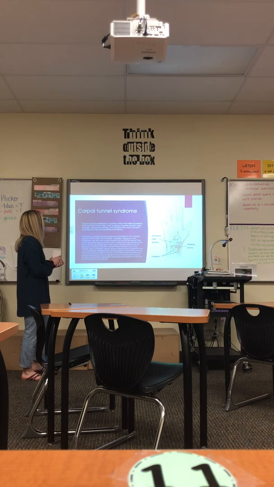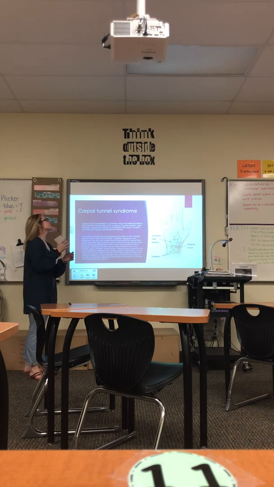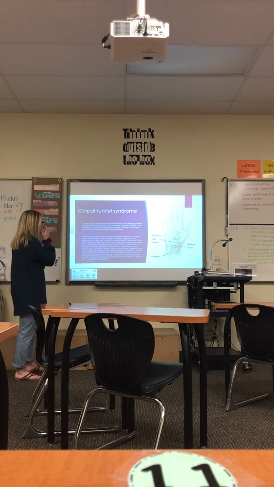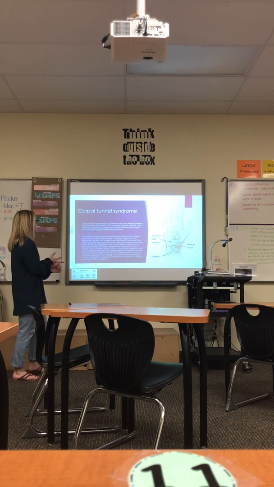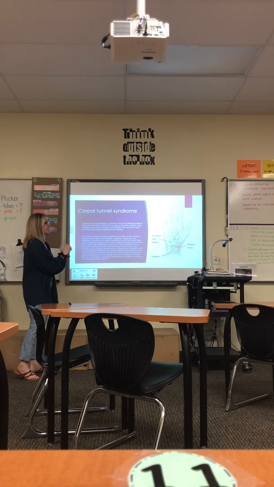Carpal tunnel syndrome is a common injury that affects the patients that use their hands daily, such as piano or guitar players, card handlers, extraneous typing, and athletes that are involved in activities that require repeated wrist flexion. Carpal tunnel syndrome is located in the anterior aspect of the wrist, and the hamate, capitate, trapezoid, and trapezium are the 4 bones that build this part of your hand.